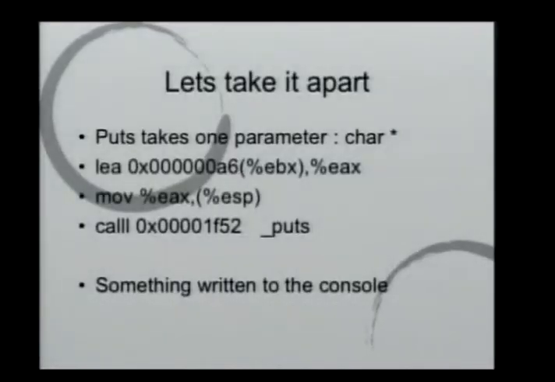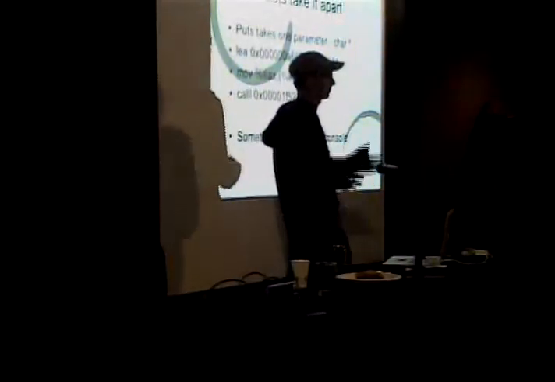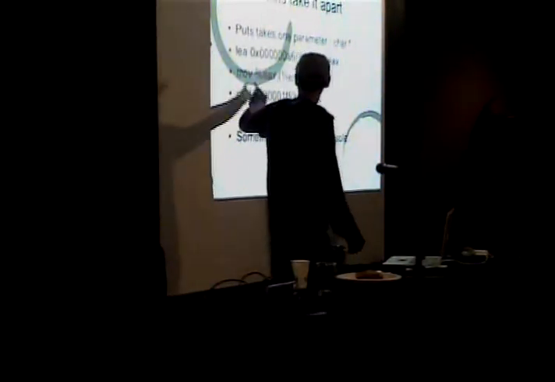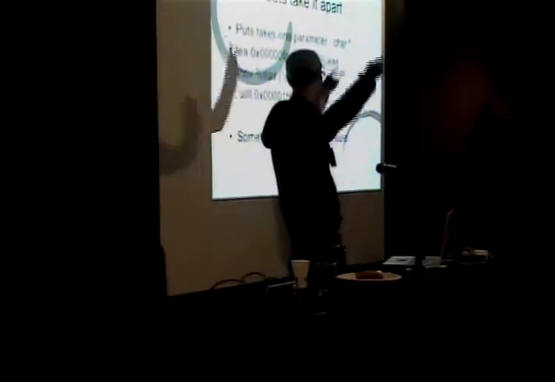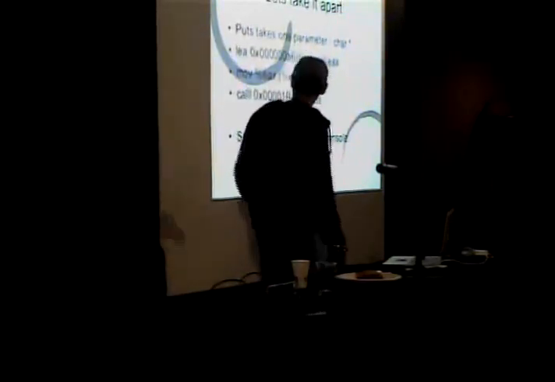Puts takes one parameter, char star. So load effective address, and just remember, load effective address gives a pointer to something. That's the key: the parameter is a pointer to something, so I have to load the effective address of this value. That copies the memory address into EAX. Then I move EAX onto the stack at ESP. Don't worry about that; this is just putting it on the stack. And then call puts. So what's that telling me? I'm putting something out to the screen.